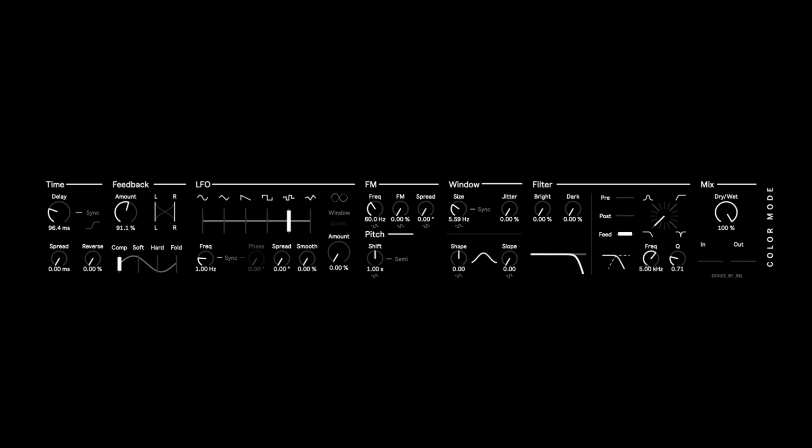The second filter is a morph filter. You can morph in between four different kinds of filter types and also dynamically set the position of the filter in relation to the feedback chain. Pre sets the filter in front of the feedback chain and only affects the incoming signal. Post sets it after the feedback chain and feed is inside. For example, when you turn the resonance up in here, you can hear it being multiplied or amplified inside the feedback. Last dial is a simple dry and wet.